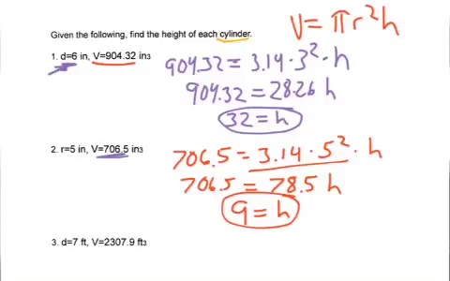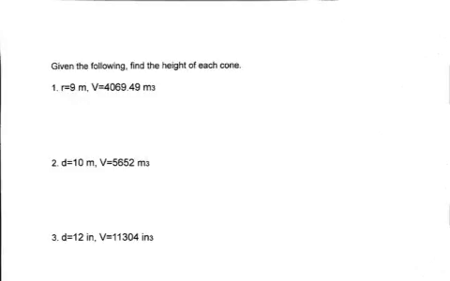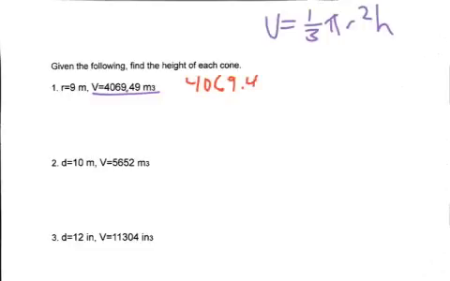We're dealing with a cone. So again, let's write down the formula for cone here. Cone's 1/3 the size of a cylinder, so it's going to be 1/3 that formula. So we're just doing the same thing. We know what the volume is. The volume now is 4,069.49 equals 1/3 times 3.14 times radius. This time they're giving me the radius, so that's 9 squared times h.